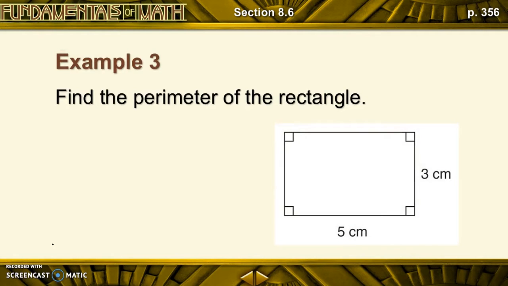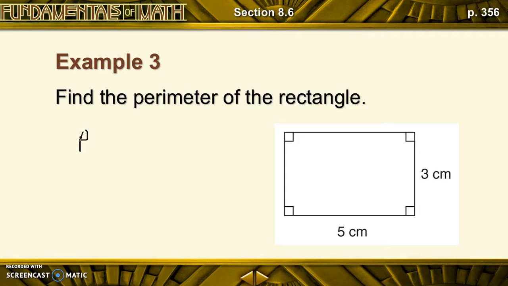So example 3 says find the perimeter of the rectangle. So we already know that if this is 3, then the opposite side has to be 3, and if this is 5, then the opposite side has to be 5. We could go around and say 5 plus 5 is 10, and 3 plus 3 is 6.